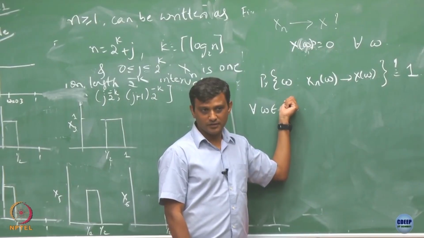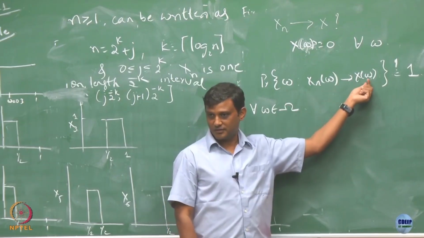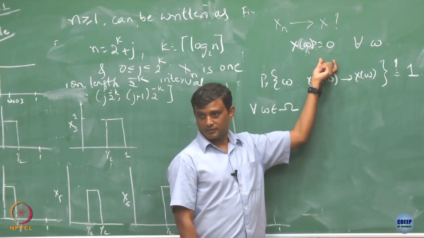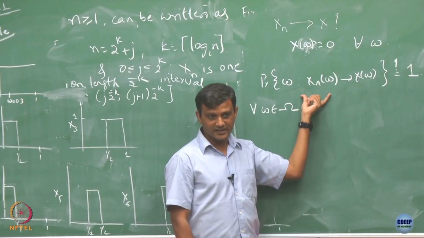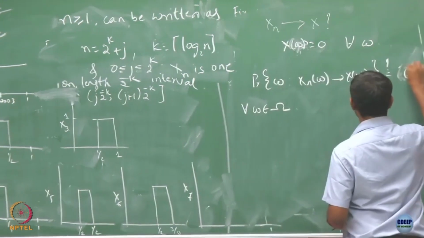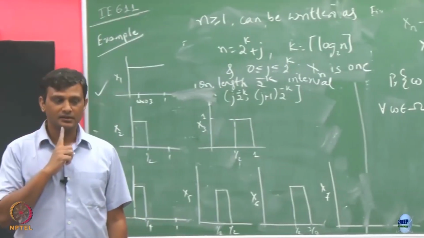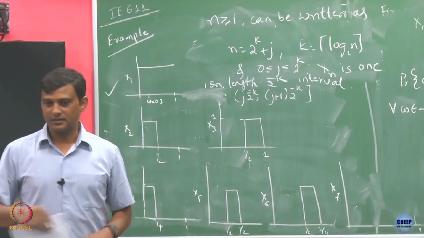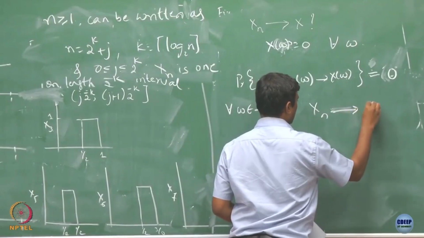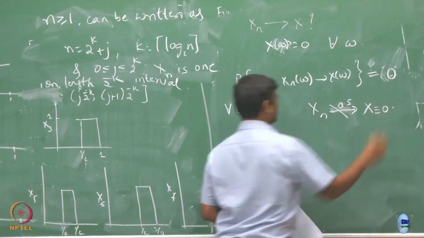Do you understand this point? So there is no omega here such that xn of omega converges to 0. So then what is this set if my x is 0? This is a null set, right, and if this is a null set, then this probability is actually 0, not 1. So because of that, in this case xn is not converging to x almost surely, where x is identically 0.